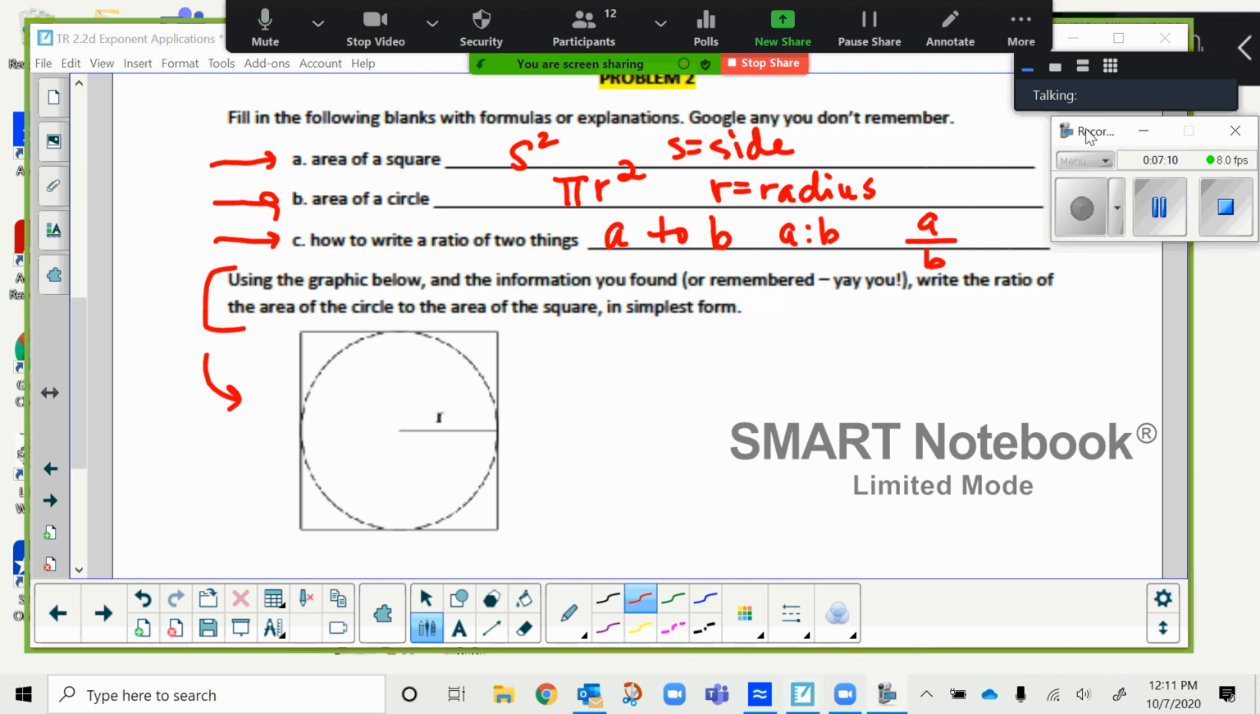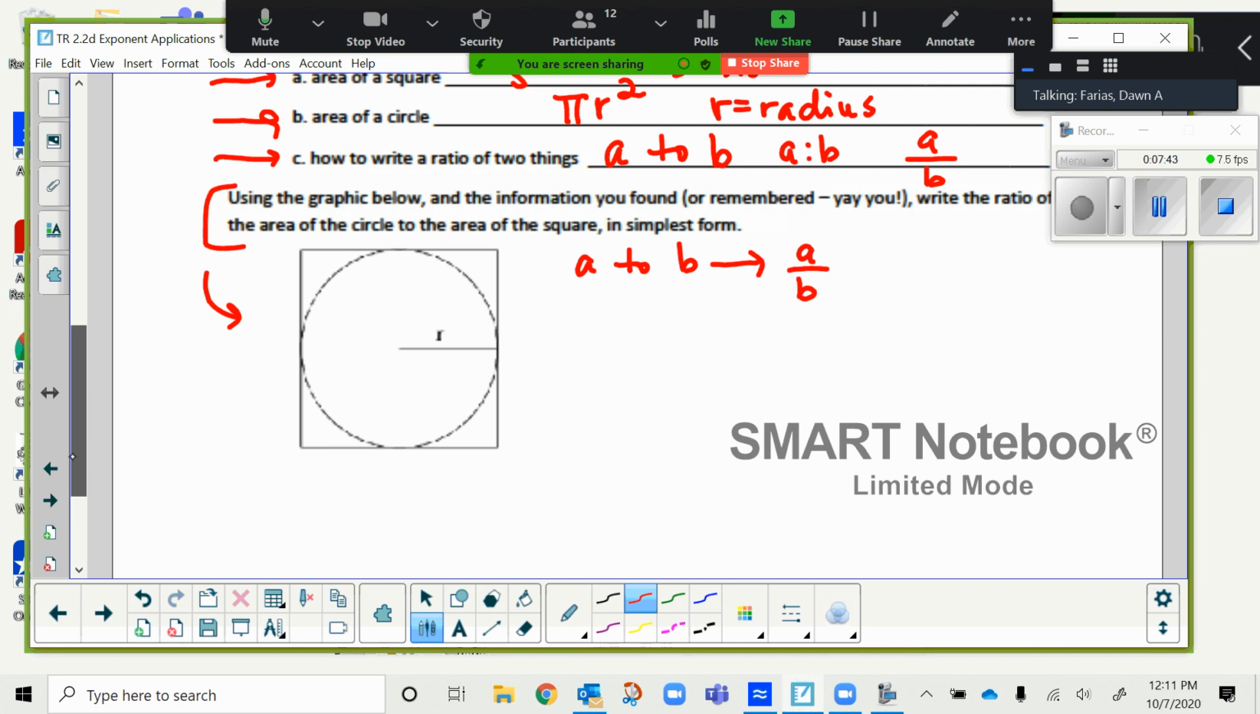Okay, so I'm going to get you started and then let you try and finish this on your own. It says, using the graphic below and the information you found, write the ratio of the area of the circle to the area of the square. So up here, when I wrote A to B, whenever you see a sentence in this form, you can write it as a ratio as this, A over B.